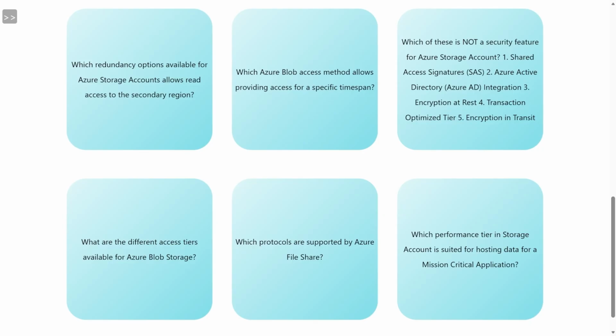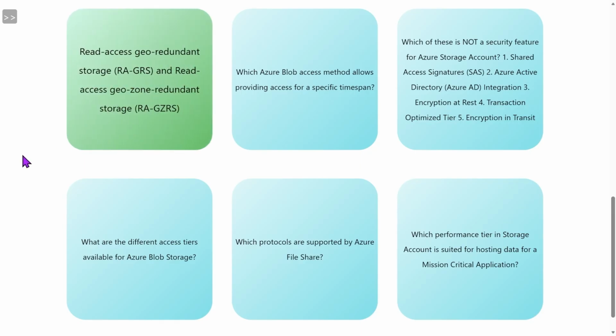First up, which redundancy options are available for Azure Storage Account that allow read access to the secondary region? Ready to reveal? There we go. Read-access geo-redundant storage and read-access geo-zone-redundant storage. Both are the options that are available for us.